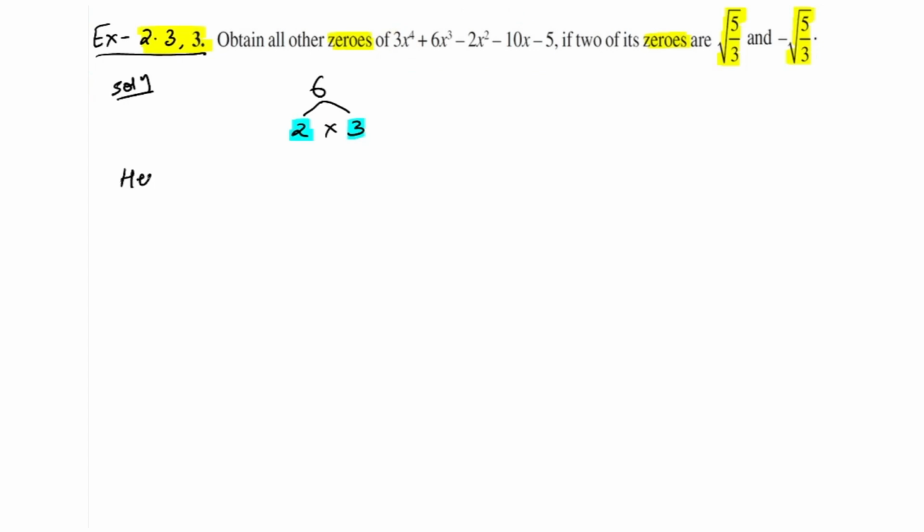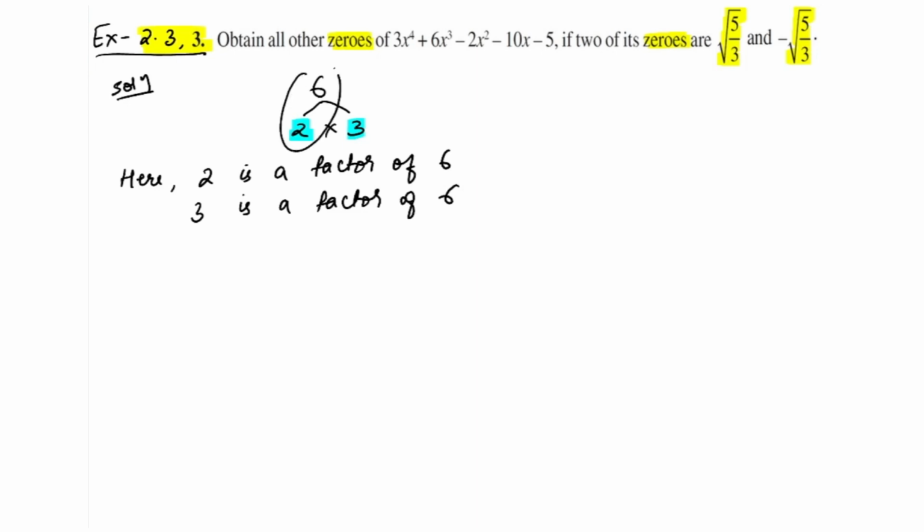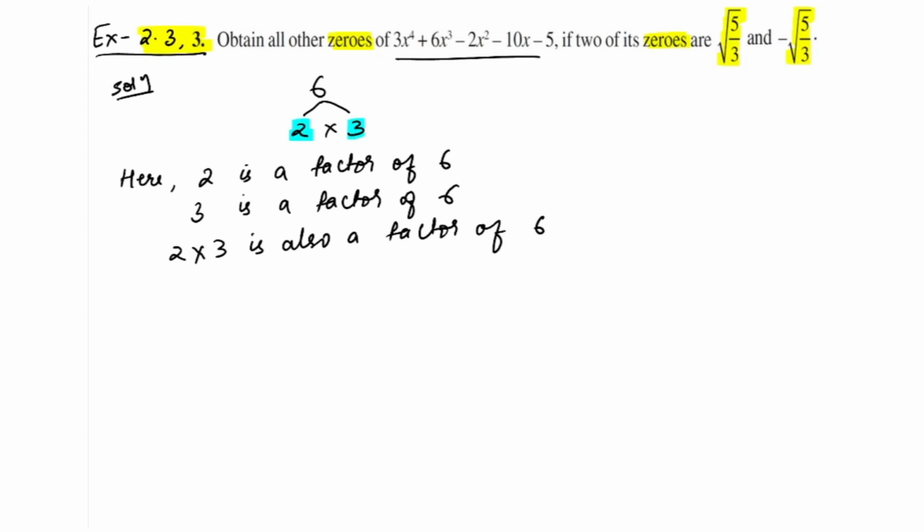So, we can say that here 2 is a factor of 6. 3 is a factor of 6. So, factor means 2 divides 6 and 3 divides 6. Therefore, 2 into 3, the product of these two factors, also divides 6. It is also a factor of 6. So, making use of this logic, let us find the zeros of our given polynomial.